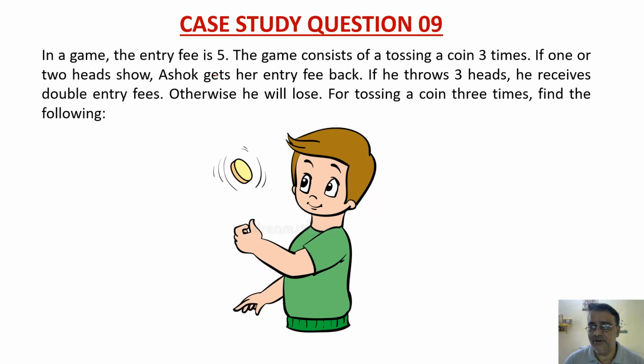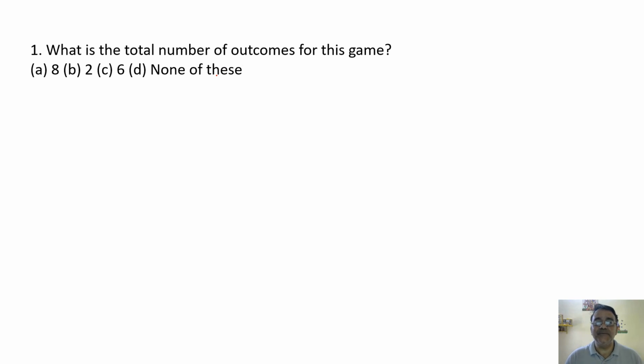Listen again: if he gets 1 or 2 heads, then he will get rupees 5 back. If he throws 3 heads, then he receives double the entry fee, 10 rupees. Otherwise, he will lose. Right. So now, let us start with the first question. What is the total number of outcomes for this game? 3 coins are being tossed. Right. Very good. 2 to the power 3.